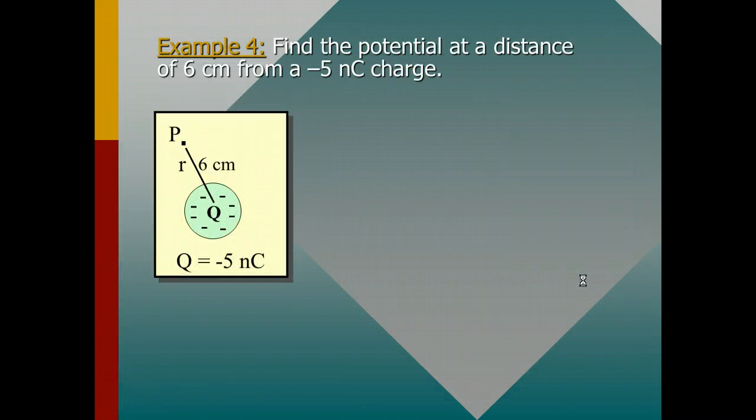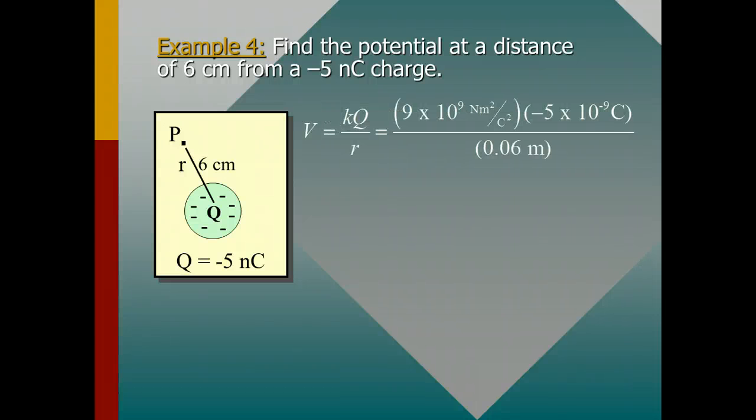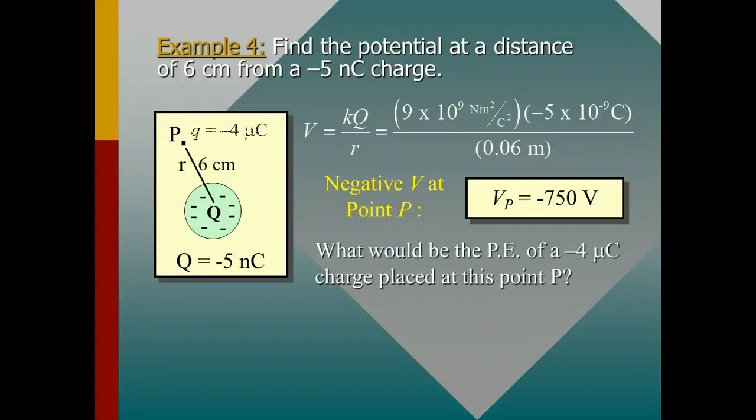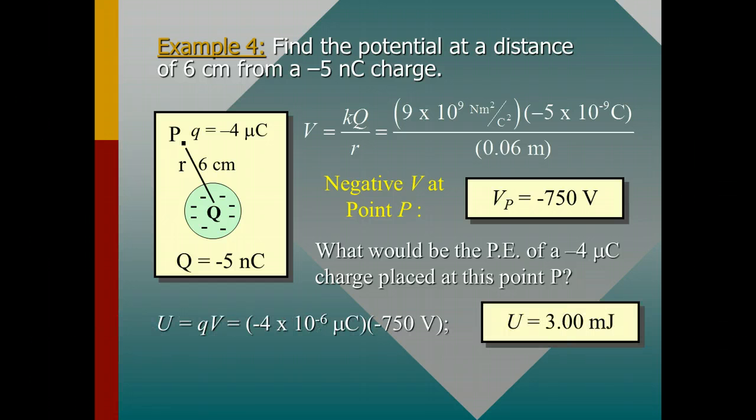So if, for example, we wanted to find the potential at a distance of 6 centimeters from a negative 5 nanocoulomb charge, we could do that because we know that it's KQ over R, so it's 9 times 10 to the 9th times our charge divided by 0.06 meters, which means that we have negative 750 volts of potential at that location. That means that we could find the potential energy if we placed a charge there by multiplying our charge by the potential, and we would get that the potential energy there would be 3 millijoules if we placed a negative 4 microcoulomb charge there. Remember, our potential energy there is positive because that means that our electric field would do positive work on that object.